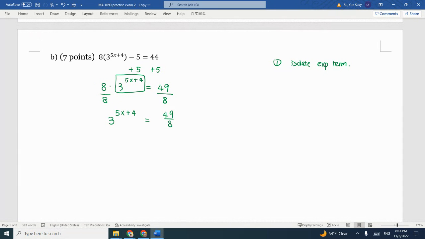So far, so good, everybody? And then we apply ln on both sides. You might ask, can we apply log base 3 on both sides? The thing is, in your calculator, you don't have log base 3. So why don't we just use ln? Make things simple, just use ln. Don't use log with a different base. So ln of 3 to the 5x plus 4 equals ln of 49 over 8.